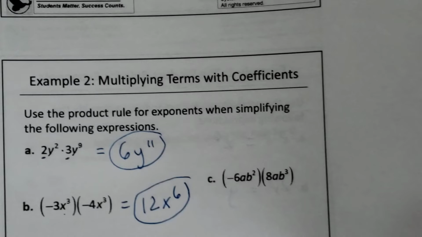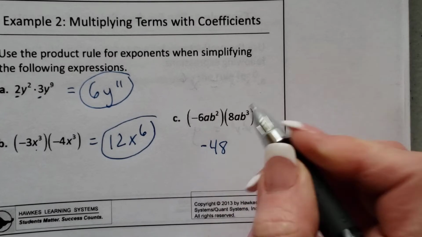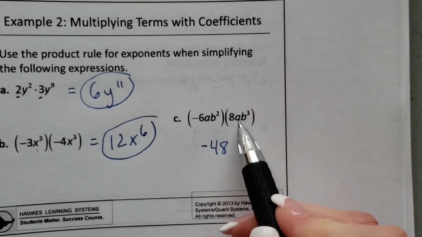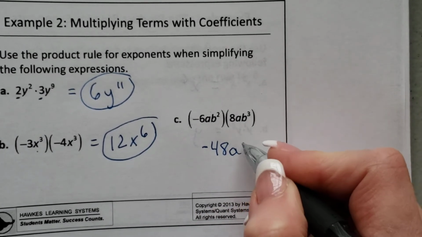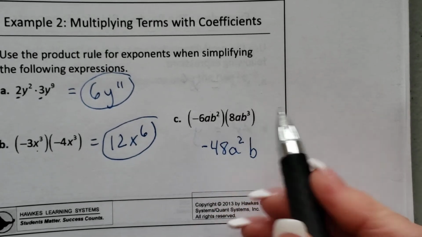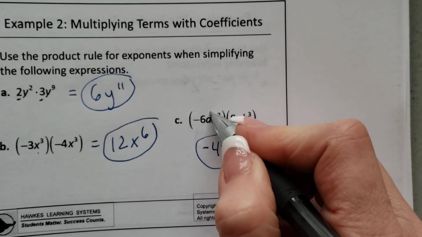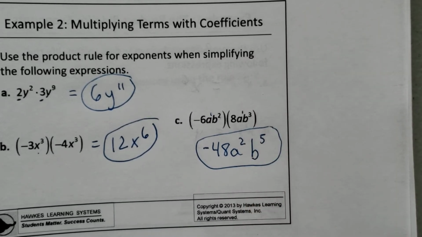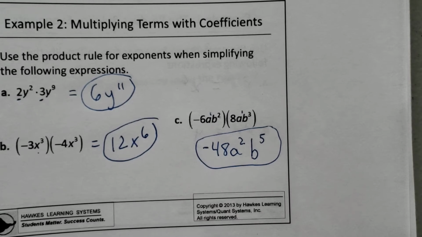And then letter C, we're going to multiply our coefficients. Negative 6 times 8 is negative 48. The base of A and A, they're both being raised to the first power, so 1 plus 1 is 2. And then for the base of B, we have a 2 and a 3, and we get a 5. So recognize that even though I don't see anything next to the A's, that means the base A both have an exponent of 1, and the rule still applies. If I'm multiplying two numbers that have the same base, I add the exponents.